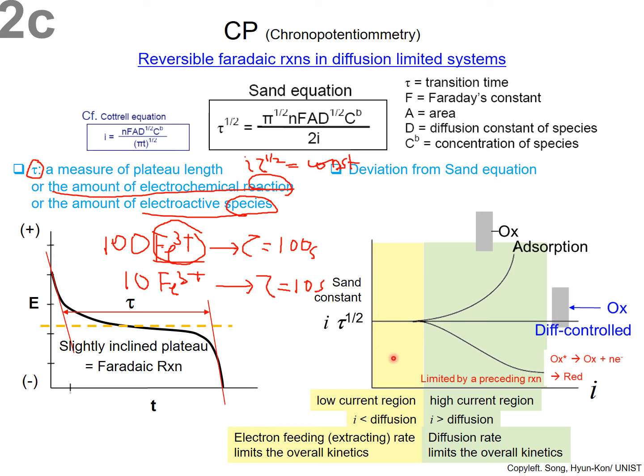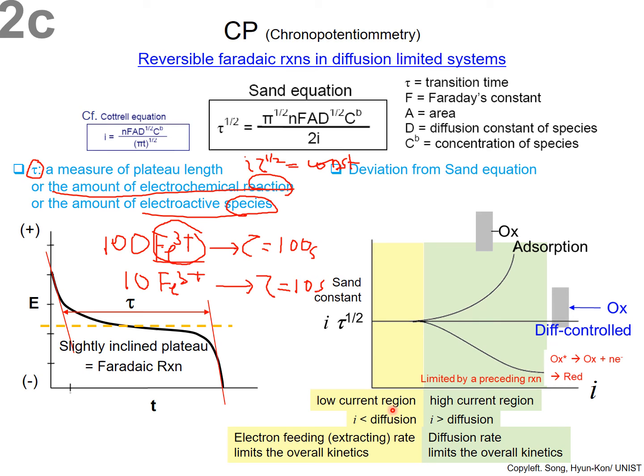The yellow space indicates the low current region, and the green one is the high current region. In the low current region, the current is slower than the diffusion rate. So the overall kinetics is limited by current, or by the electron feeding or extracting rate. So again, in this region, current would limit the overall kinetics. It is not important what kind of process is used for the system, because the applied current would limit the overall kinetics in this low current region.